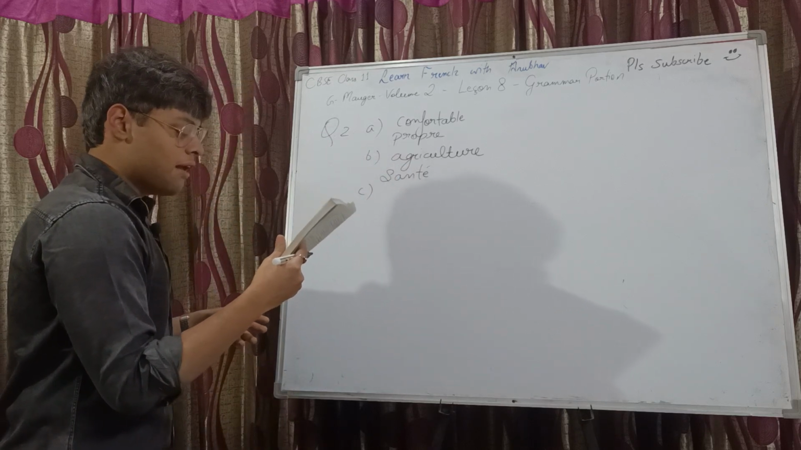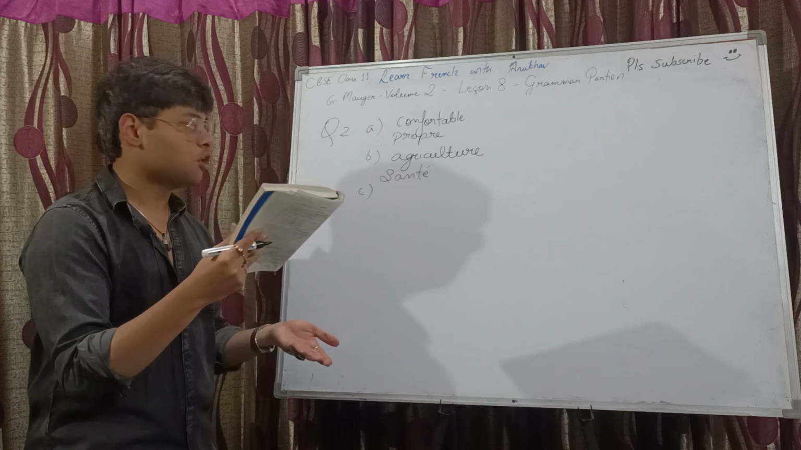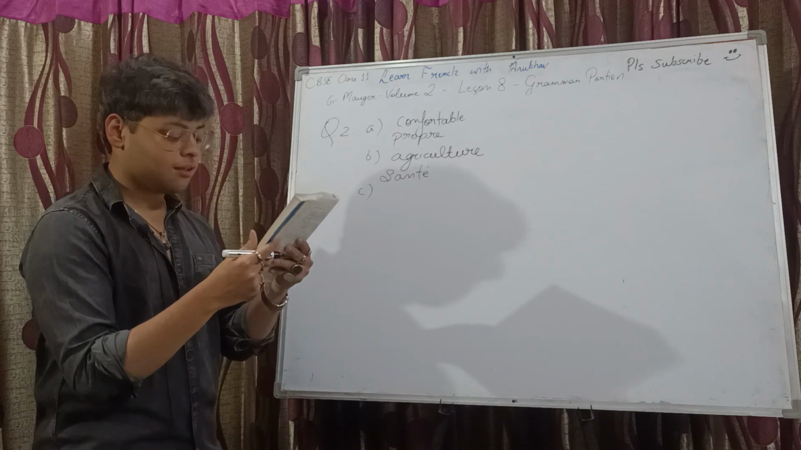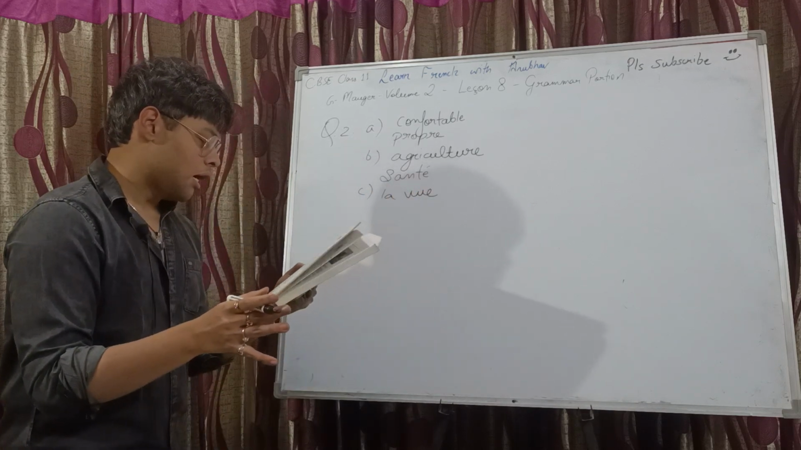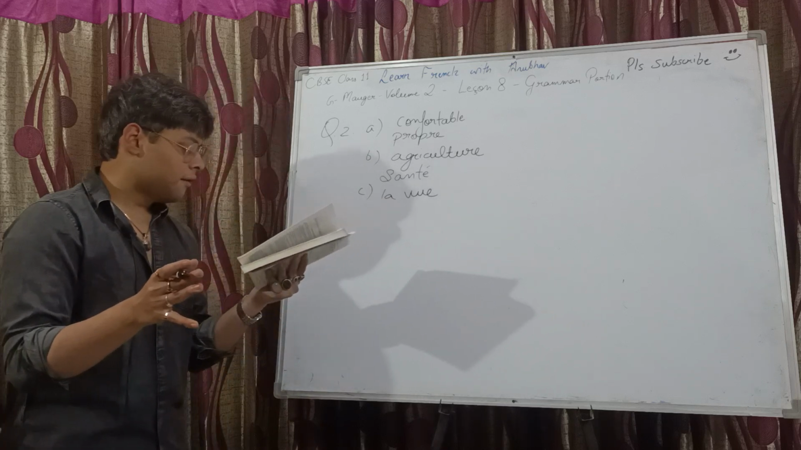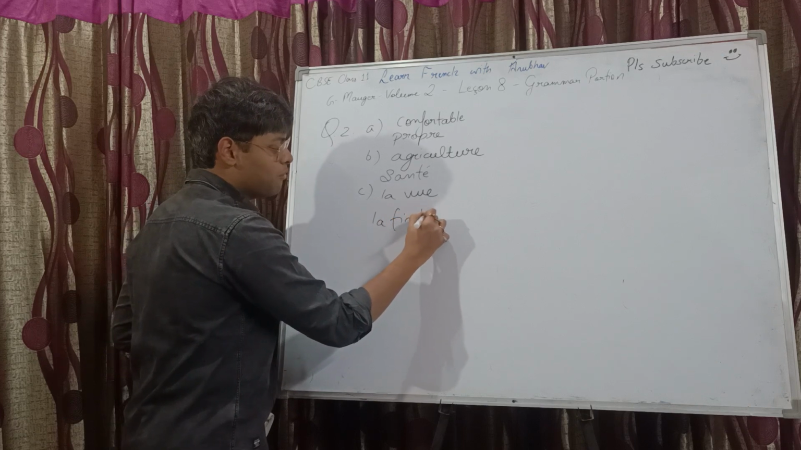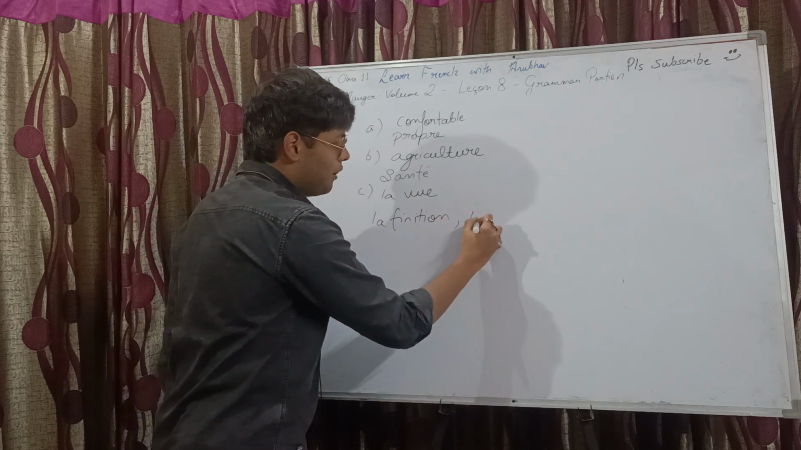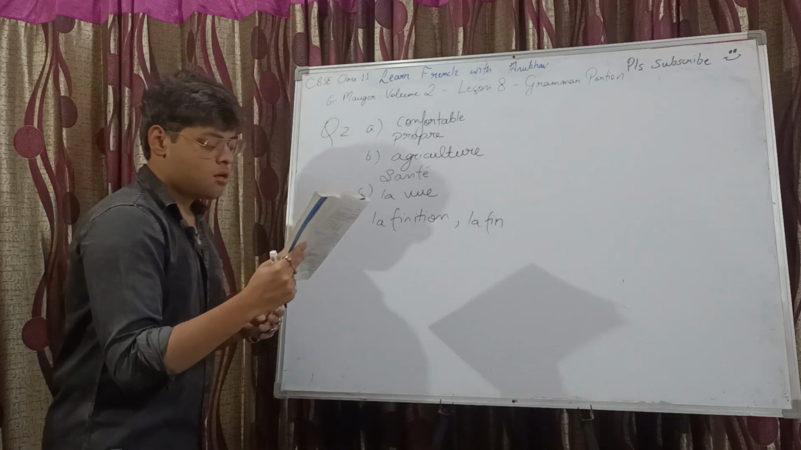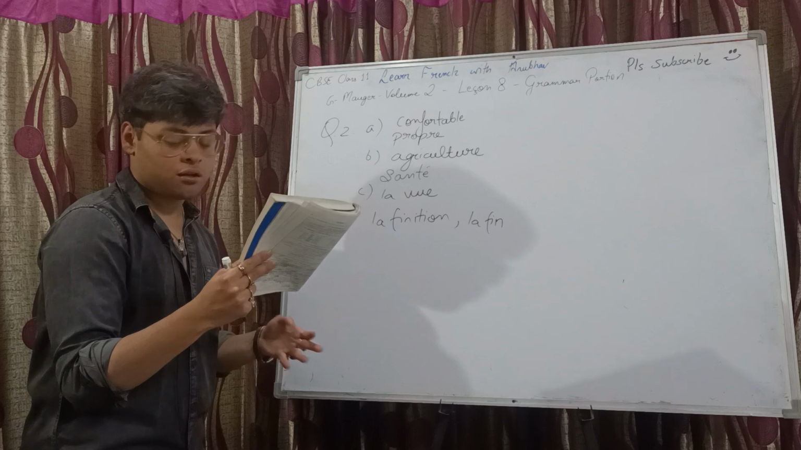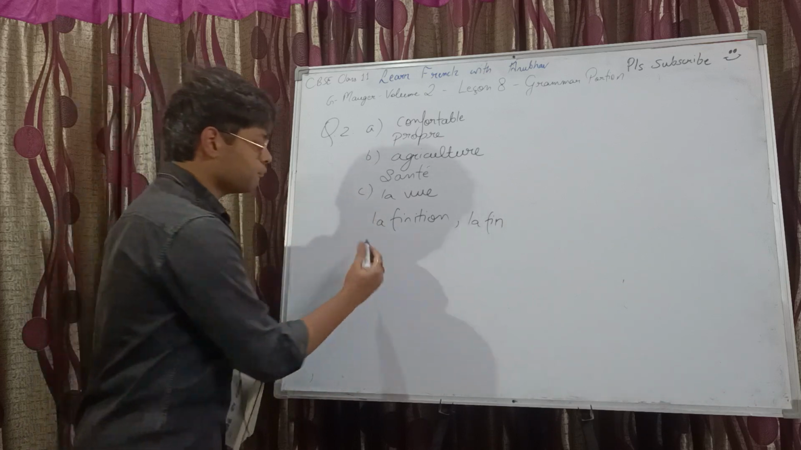C part: les noms correspondant aux verbes. Now we need to give the nouns corresponding to the verbs. We have voir. The noun form will be la vue, the view. Finir, which means to finish, so the noun form will be end. You can write either la finition or la fin. And ouvrir, to open. So opening, noun form, l'ouverture.